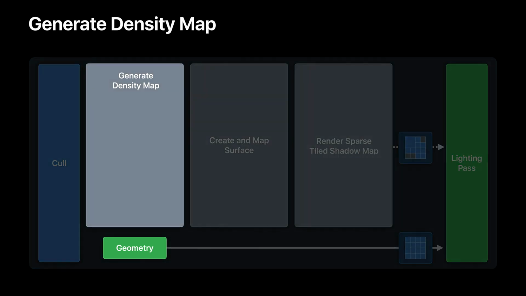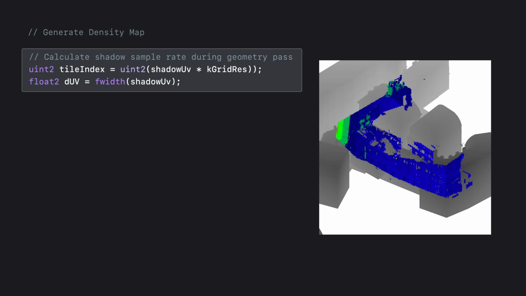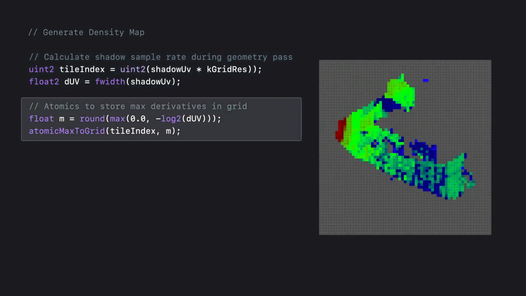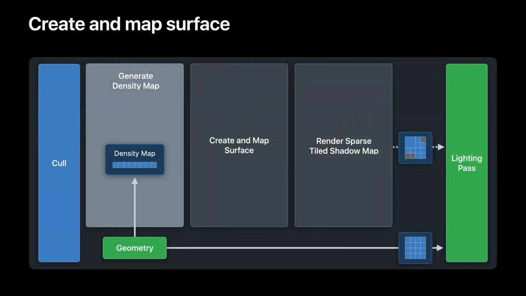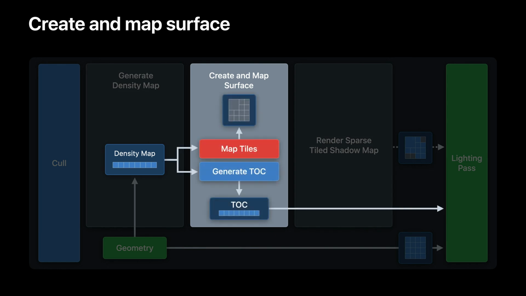To generate the density map, the geometry pass populates a density map buffer for the other passes. The first step is to get the sampling rate across the shadow map. The expected sample density is calculated by tracking the shadow space derivatives of rendered geometry. The fragment shader uses atomics to store the derivatives in a 2D grid, collecting the sampling rates across the shadow UV space. Once you have the density map, use it to lay out the tiles for your sparse depth texture and generate a table of contents buffer. This table of contents buffer will be used by your lighting pass.